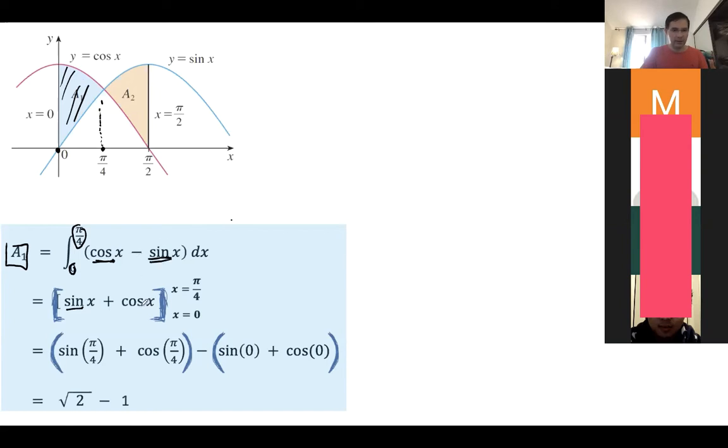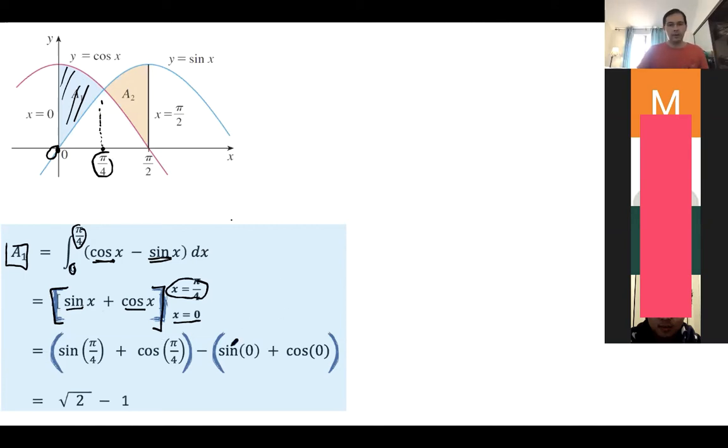Okay, so the antiderivative of cosine is sine. The antiderivative of sine is negative cosine, so negative, negative, positive. Then take this function and evaluate it at two points: when x is equal to 0, that's this point, and when x is equal to pi over 4, that's this point. So this is this minus that, and that will give you the answer.